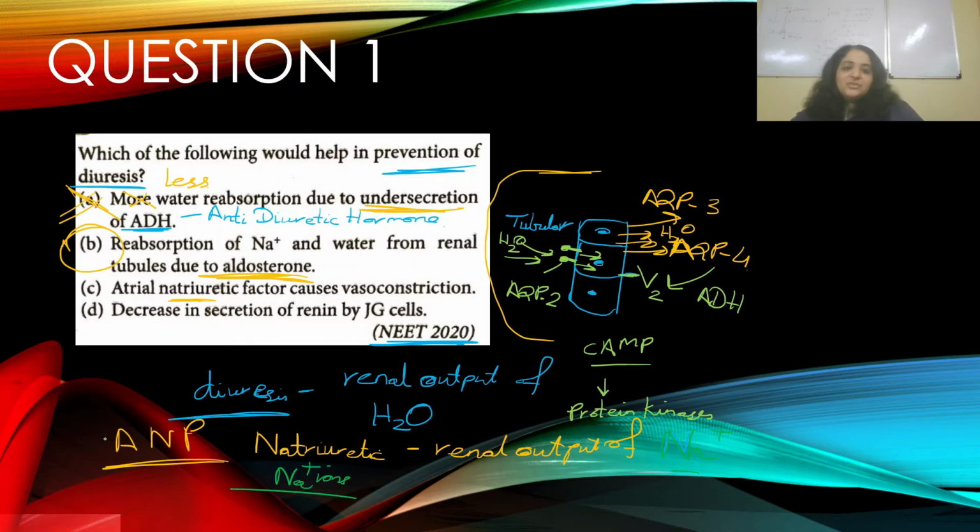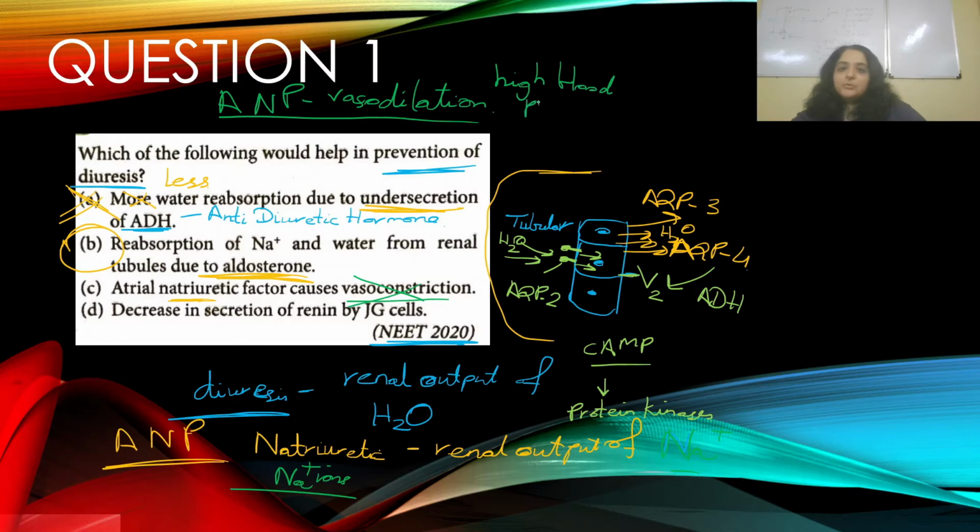So atrial natriuretic factor causes vasoconstriction. Clearly, the statement is incorrect. It does not cause vasoconstriction. What does ANP cause? ANP causes vasodilation. And this ANP is released when there is high blood pressure or volume.